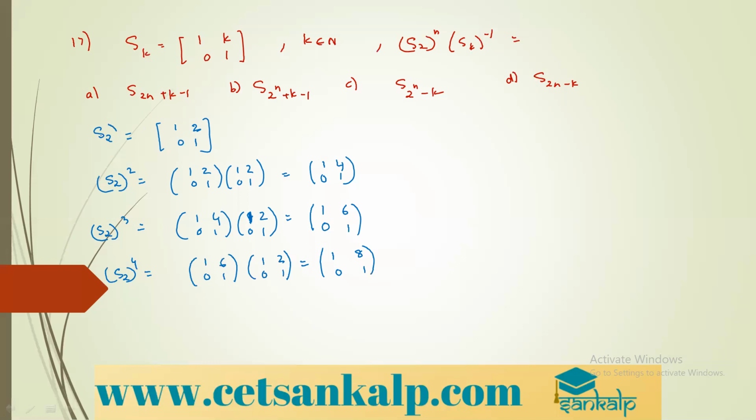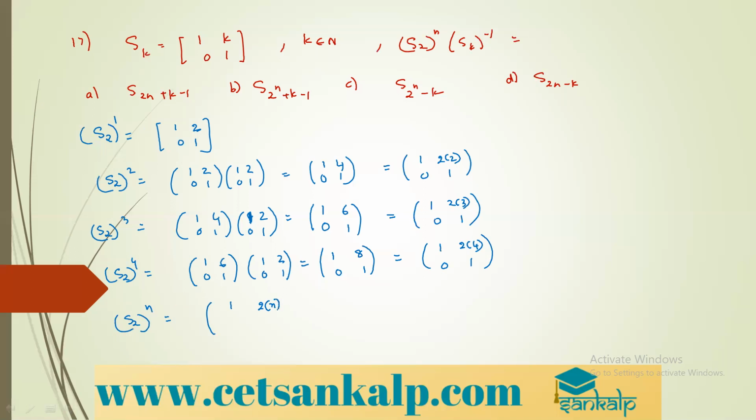When it is S2 power 2, I have 1, 2 times 2, 0, 1. When it is S2 power 3, I have 1, 2 into 3, 0, 1. When it is S2 power 4, I have 1, 2 into 4, 0, 1. So if it is S2 power n, according to the pattern, it will be 1, 2 into n, 0, 1. This will be S2 power n.